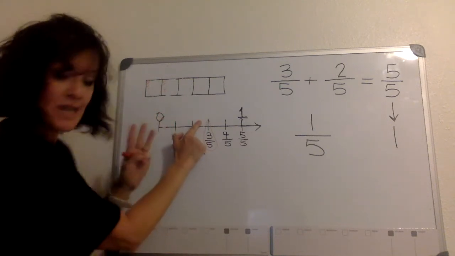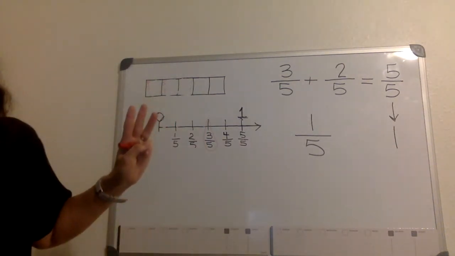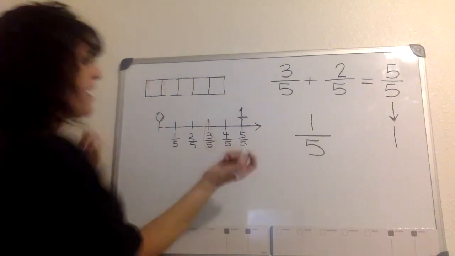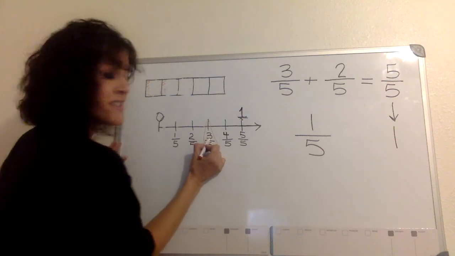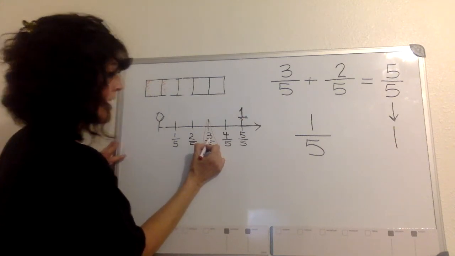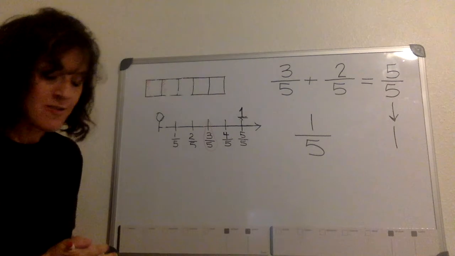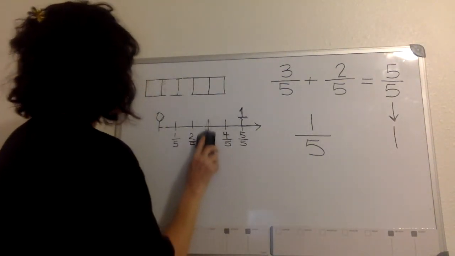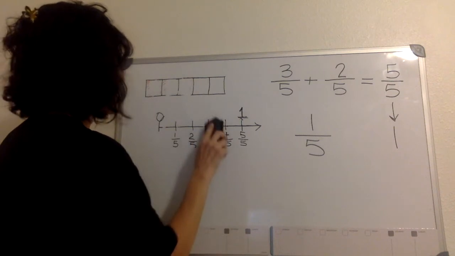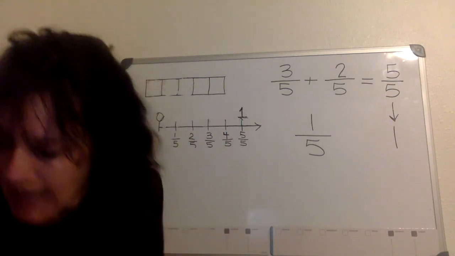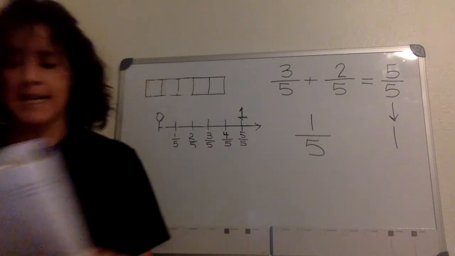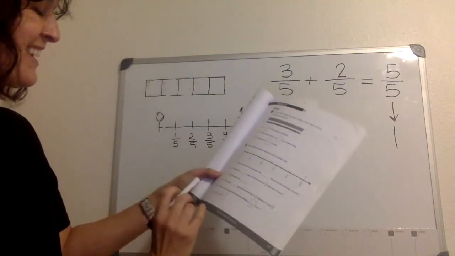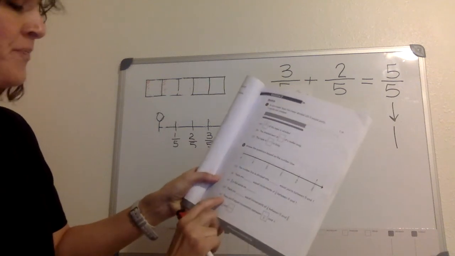I have 3 equal increments of 1/5 between 0 and 3/5. Oh, and look at that. It corresponds right with my numerator. My numerator says 3. Okay? So go ahead and write that 3 in letter D, okay?